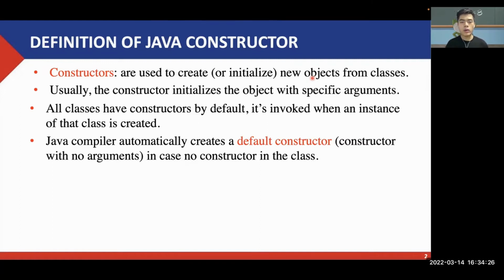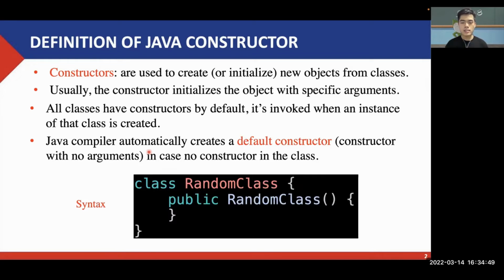And the Java compiler will automatically create a default constructor, the constructor with no arguments, in case no constructor is defined in the class. However, it is a best practice for the programmer to include a constructor within each class. So this is the syntax of the constructor of a class in Java. We have class, public, random class.